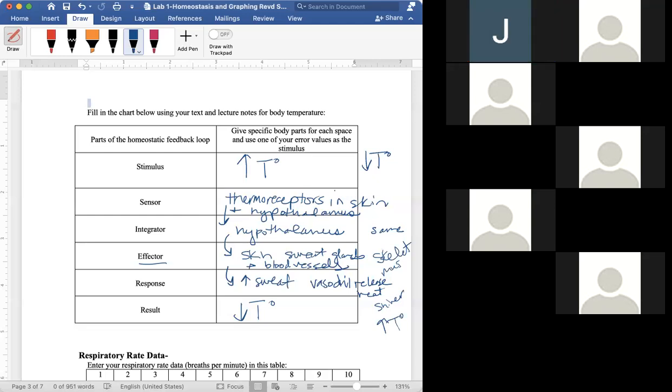So for this one, vasodilation of blood vessels goes with trying to release heat. And if we're trying to keep heat, these blood vessels would vasoconstrict. You could do the same thing here. You could say sweat glands and blood vessels would be the effector, and then you're just going to decrease sweat or stop sweating, and then you're going to vasoconstrict those blood vessels. That would be acceptable too.